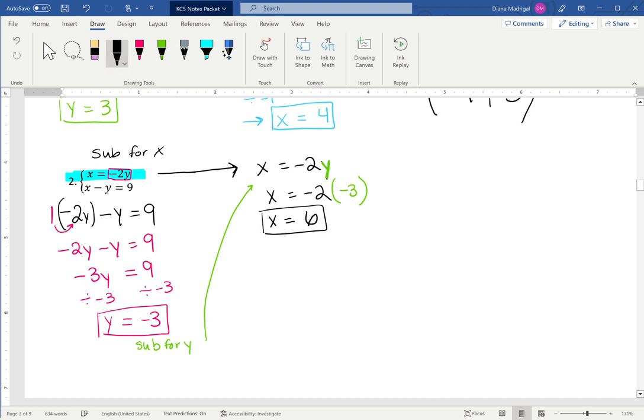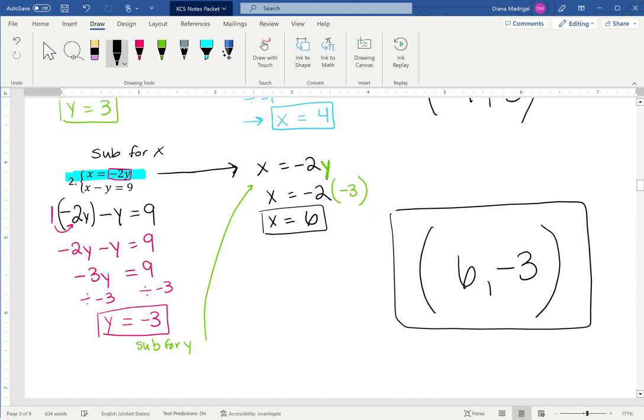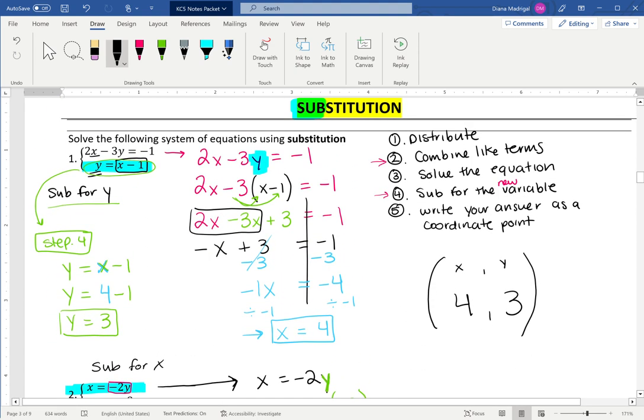Okay, and my last step, make sure you write your answer as a coordinate point. This is what counts on your test, on your practice, on your quiz. If you don't have it as a coordinate point, I'm not going to count it. Make sure you plug it in as a coordinate point. Okay, this is x and this is y. And I'm done with this one. All right, so it's the same thing as question number 1.